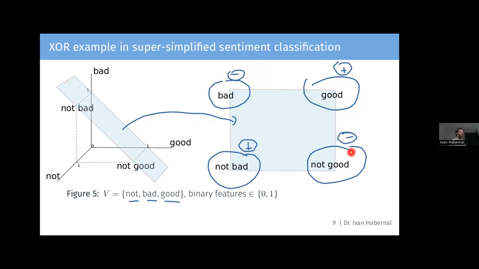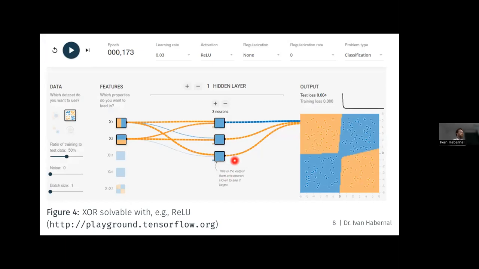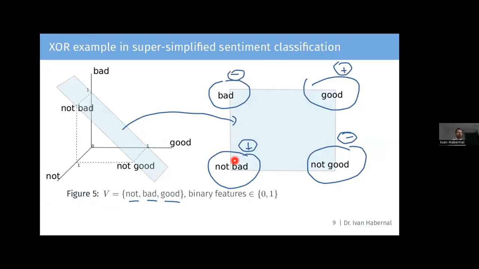How can you draw a line here? Well, you can't, so that's the point. So that's one potential example of having this exclusive OR in the feature space for text classification. And obviously, we need to solve it with some non-linearity, which would be an MLP with a non-linear function in between. Okay. Any questions?